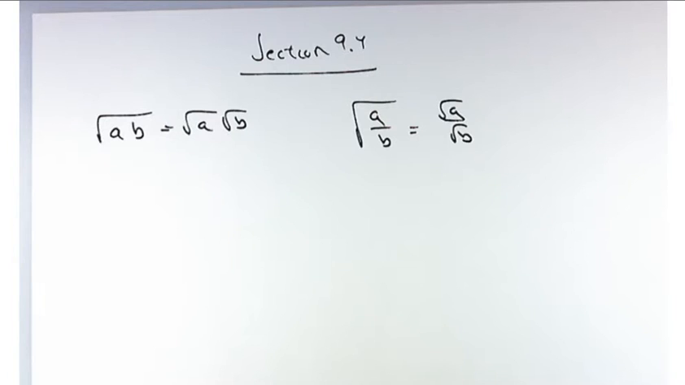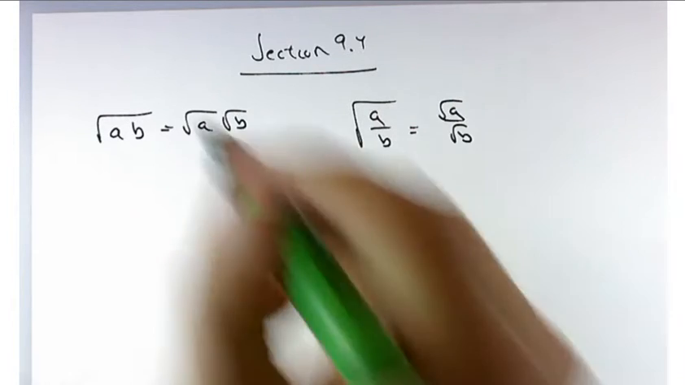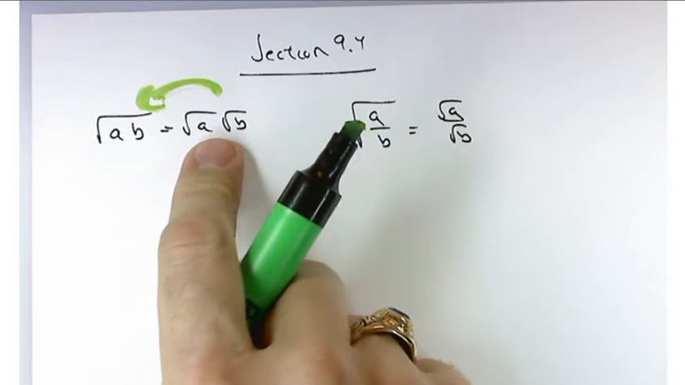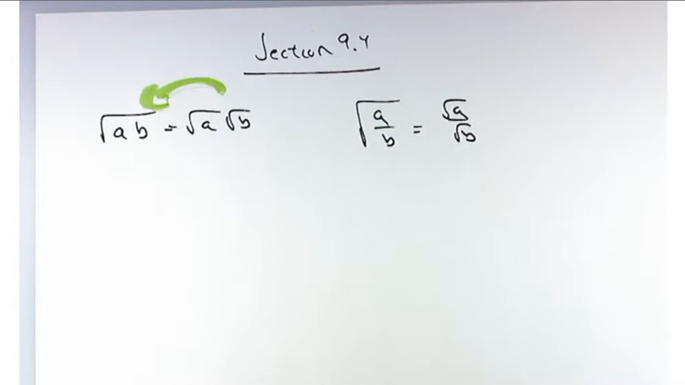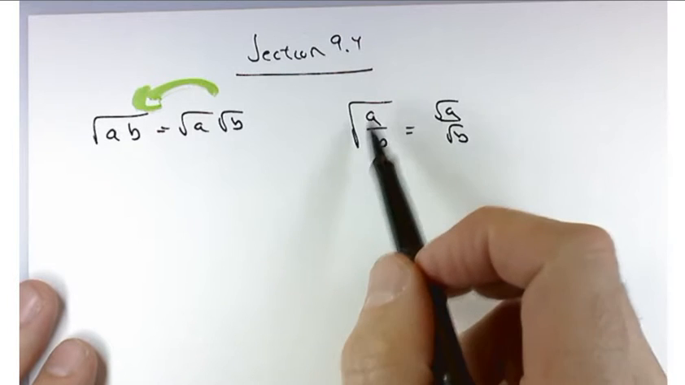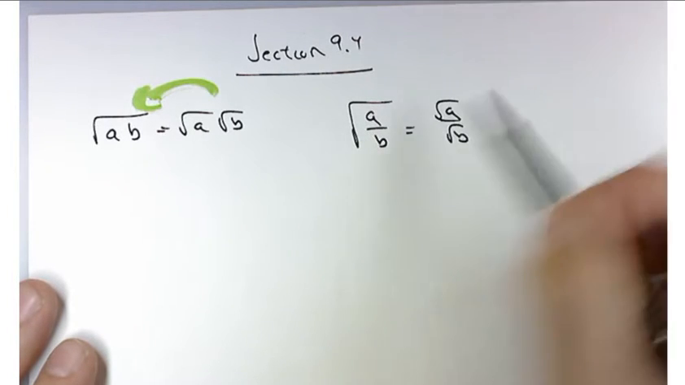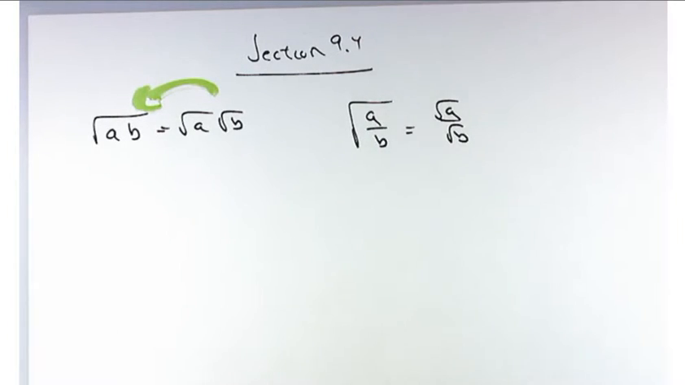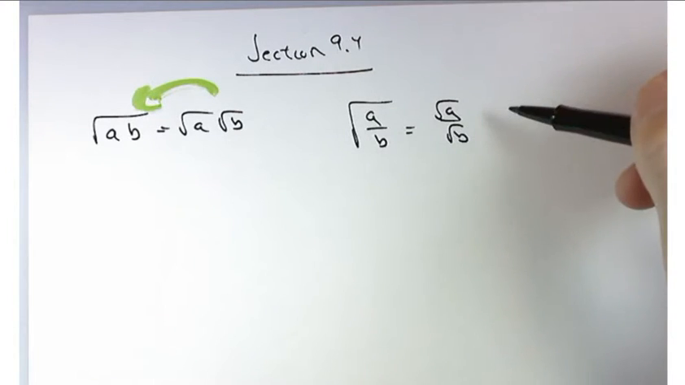So in section 9.4, we're going to work with multiplying radicals and rationalizing denominators. It starts with two ideas that we've used before, although we're going to use them mostly in this direction this time. That is, the product of two radicals can be written as the radical of the product. Likewise, we can break up the division of two numbers underneath the radical as the quotient of the radicals. We're going to use that more when we start rationalizing denominators.